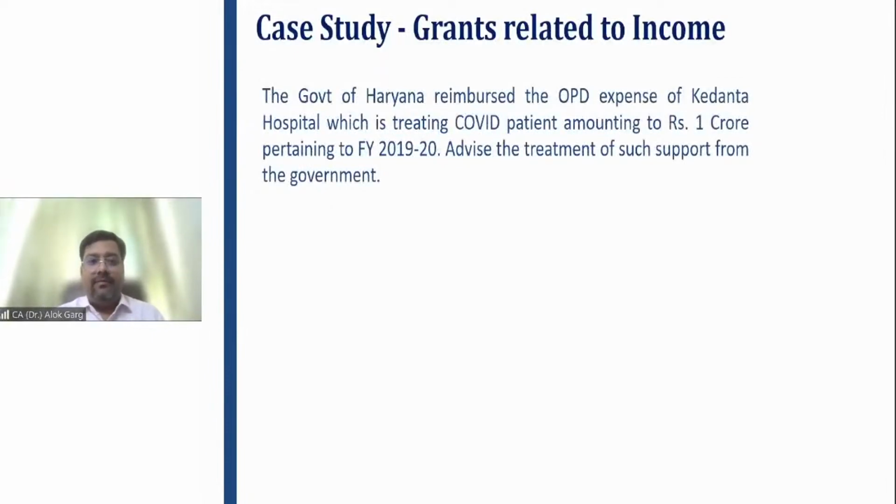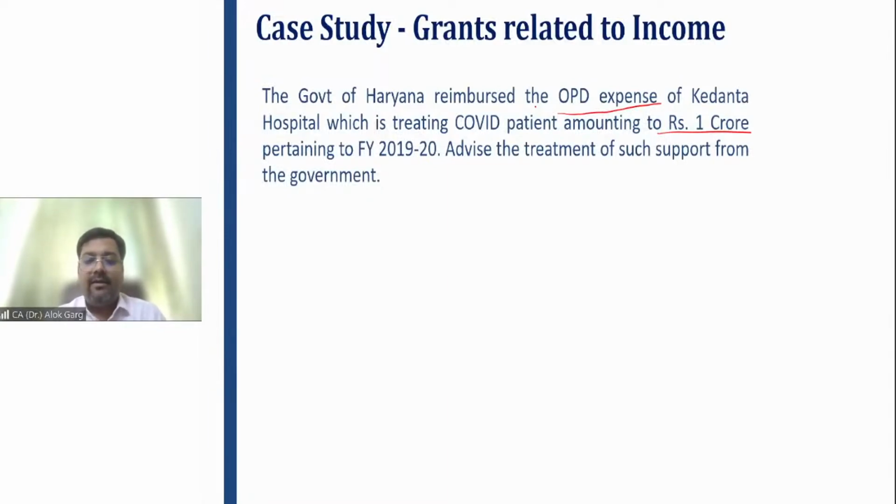Grants related to income. The government of Haryana reimbursed the OPD expenses of Vedanta Hospital, which is treating COVID patients, amounting to rupees 1 crore pertaining to the financial year 19-20. Advise the treatment of such support from the government. Friends, the hospital is incurring the OPD expenses, amounting to rupees 1 crore. So the hospital is incurring the expenses and the government is reimbursing the expenses. So what could be the way by which these expenses can be presented in the P&L?